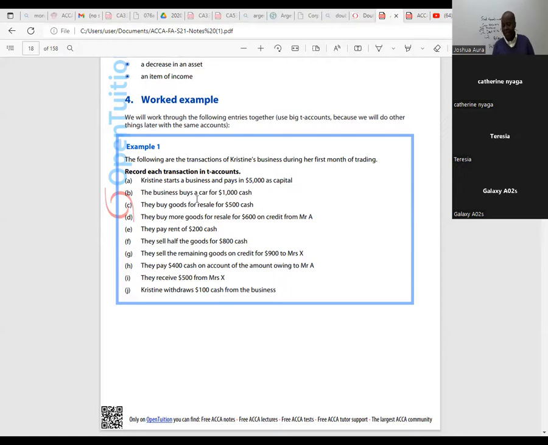I can see an asset there. I can see something brand new coming to the business. I can see a car. So even without being told so much, I can see the account to be debited using the pairs.